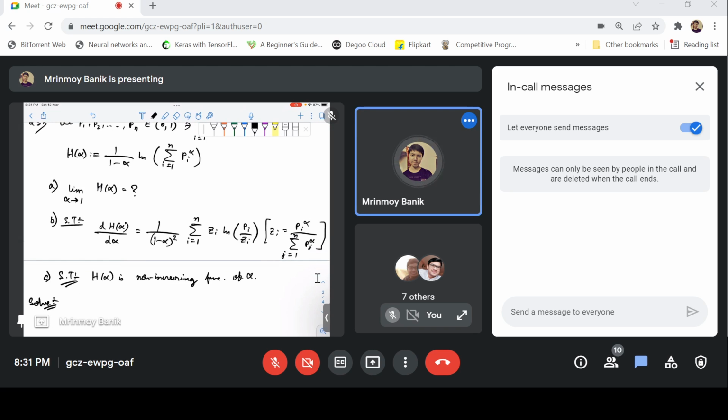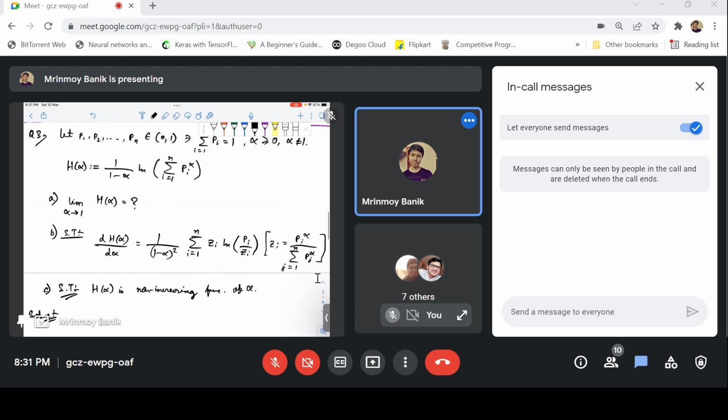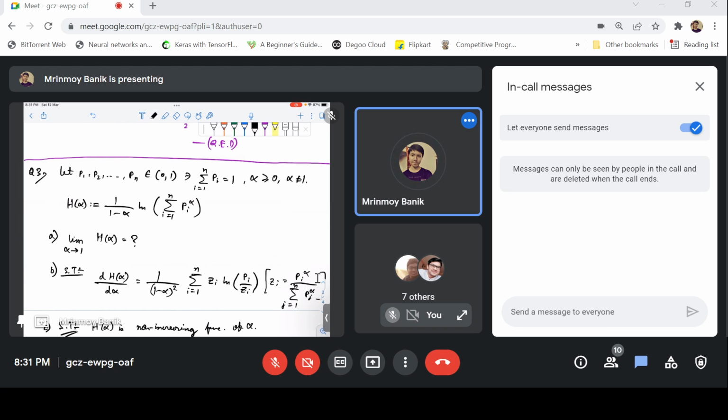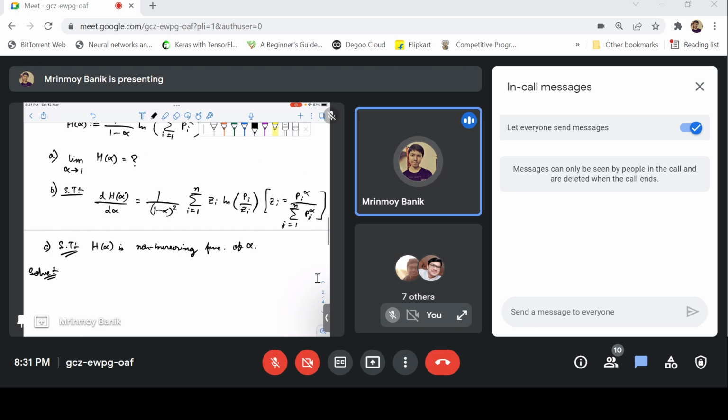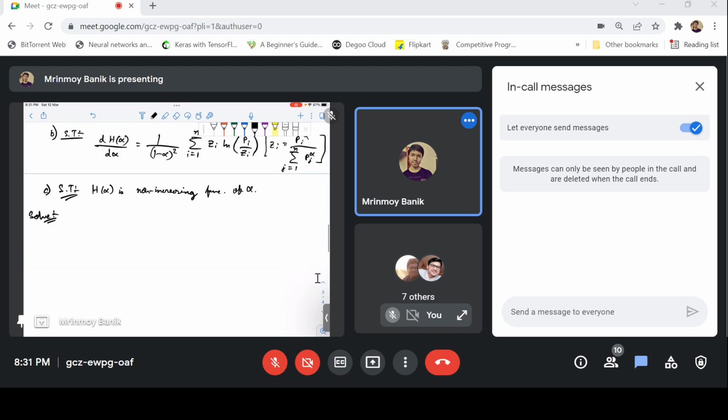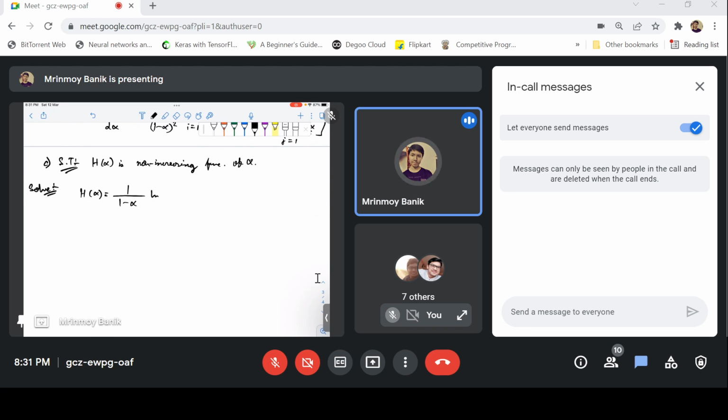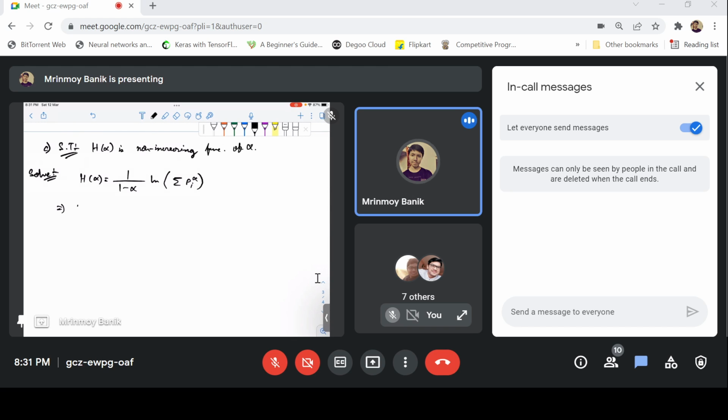So what is the limit? I guess it would be easier to multiply. H alpha equals 1 by 1 minus alpha times log of, which implies, let's define some F alpha equals 1 minus alpha times H alpha. That equals ln of that sum. Therefore, if we try to find that limit as alpha tends to 1, H alpha is equal to F.